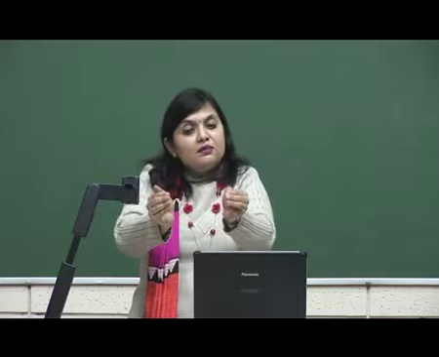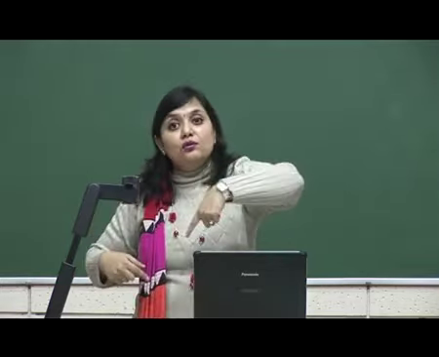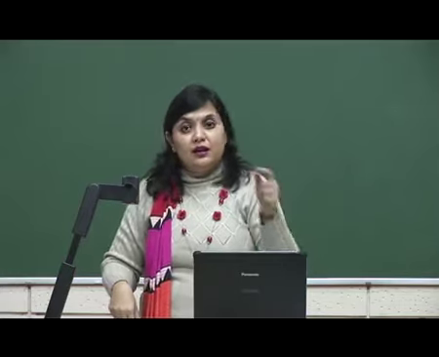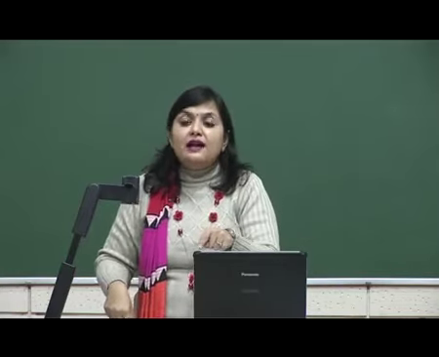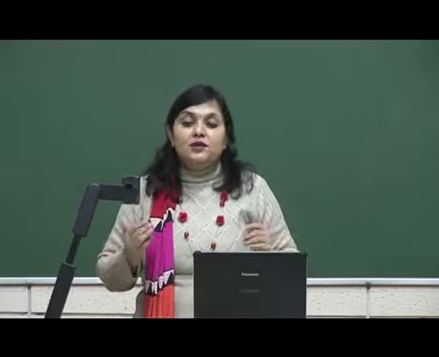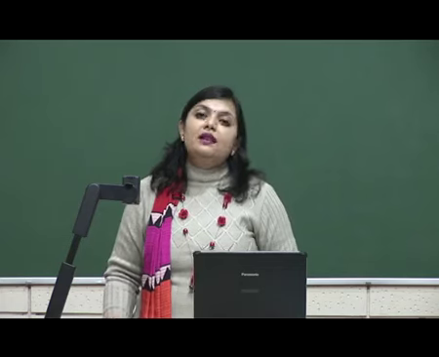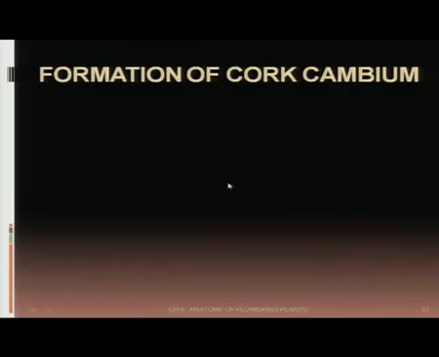The center is expanding, and if the peripheral parts do not expand at a rate similar to that of the center, what will happen? The peripheral parts will rupture and the plant will die. To avoid this situation, what happens? Secondary growth takes place in the cortex also, and this is the formation of cork cambium.